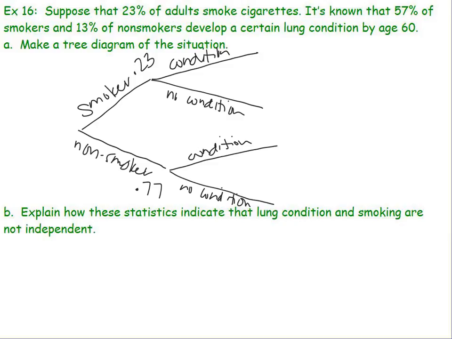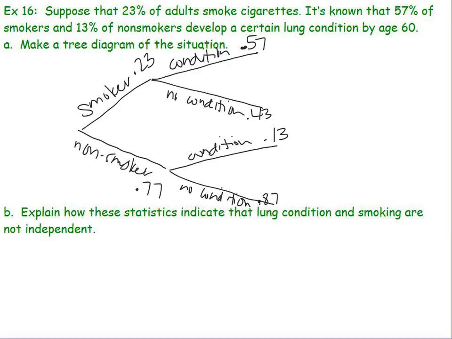So we know from our reading that 57% of smokers developed the condition. So that would be right here. And condition and no condition add up to 100. So 100 minus 57 is 0.43. It also says 13% of non-smokers develop the lung condition. So that's going to go here with non-smokers and condition. And 100 take away 13% is 0.87.